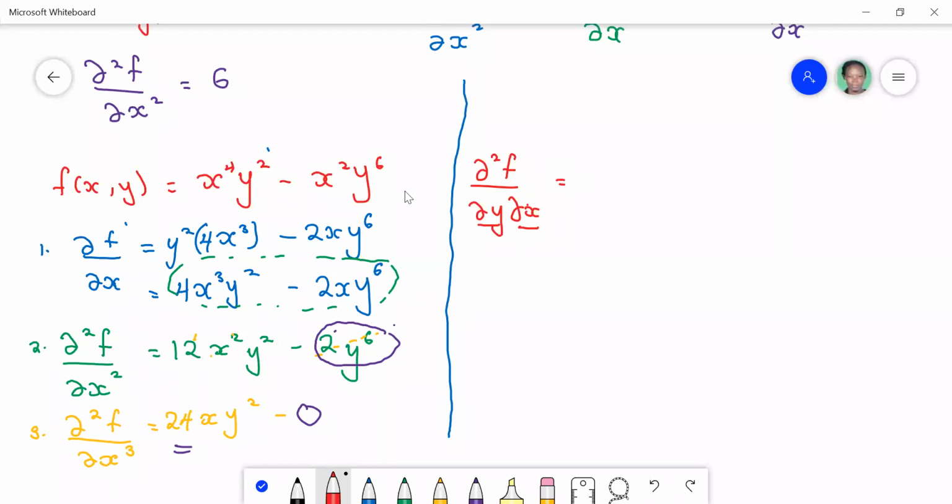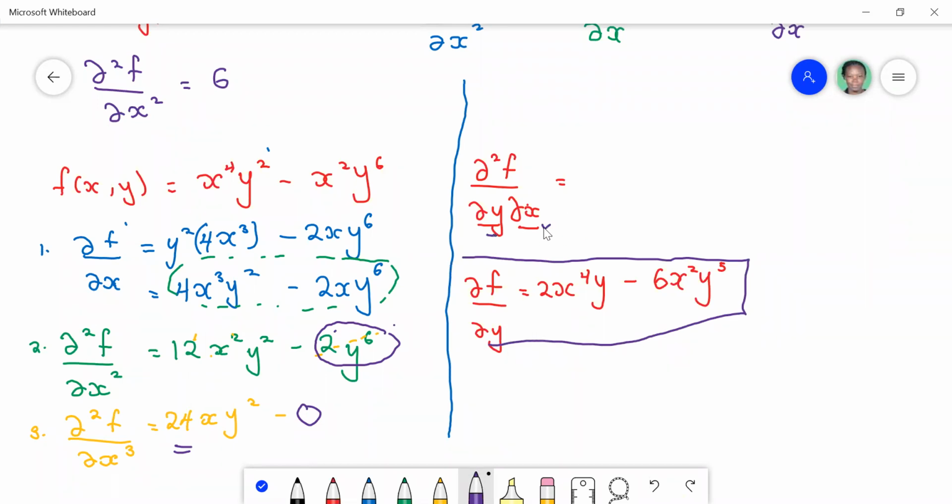So let's solve for this example. We know the partial derivative of f with respect to y. So I can find my partial derivative of f with respect to y. That gives me what? So I have 2x to the power 4y minus this part, which is 6x squared y to the power 5. So this is for the first part.